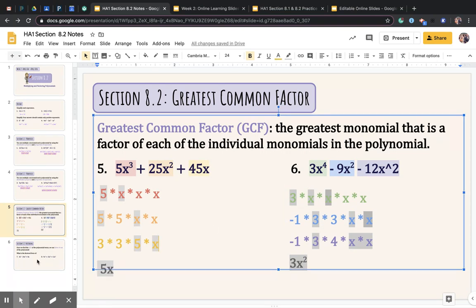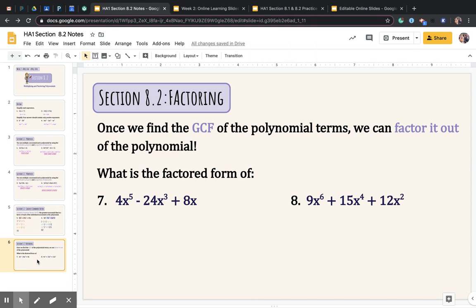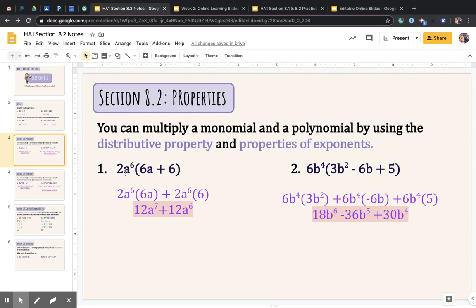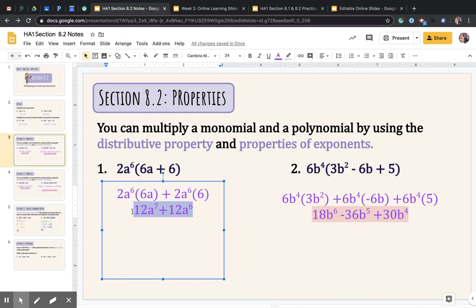Okay? Then lastly, once we're able to find the greatest common factor, what we can do is factor out the polynomial. So we're kind of doing the reverse of the first 4 questions. The first 4 questions, we are distributing 2a to the 6th into each monomial inside the parentheses. Now what we want to do is the opposite. We're starting here and trying to pull out something. So in this case, if we're going the reverse, we're pulling out 2a to the 6th.